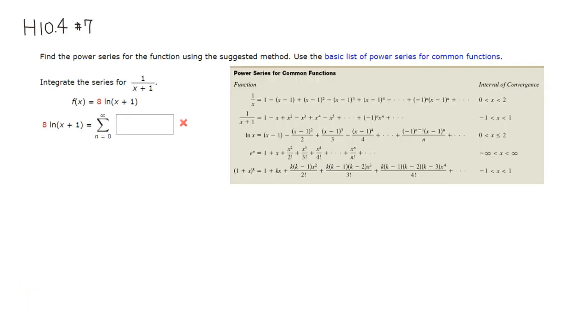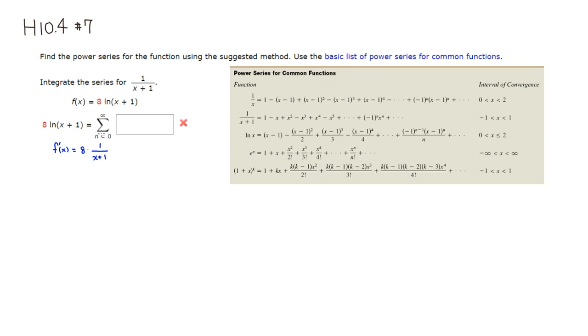Let's make the following observation. If you take the derivative of f, 8 is just a constant in front, so leave that. The derivative of natural log of x plus 1 is 1 over x plus 1. So you have 8 over x plus 1. All right, we got that, so we can find the power series for this.